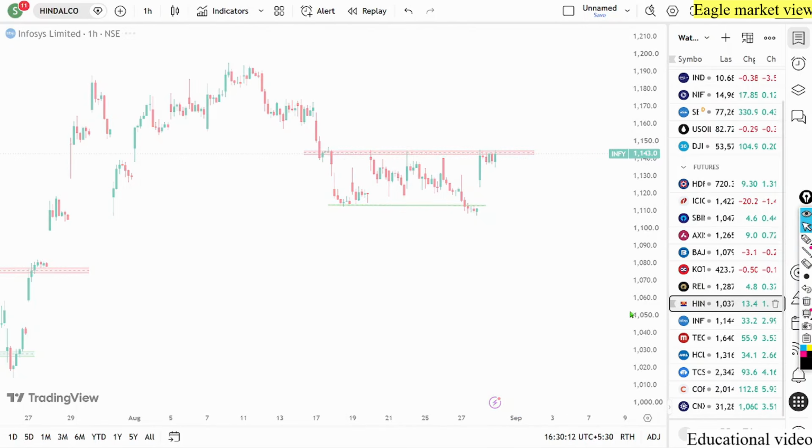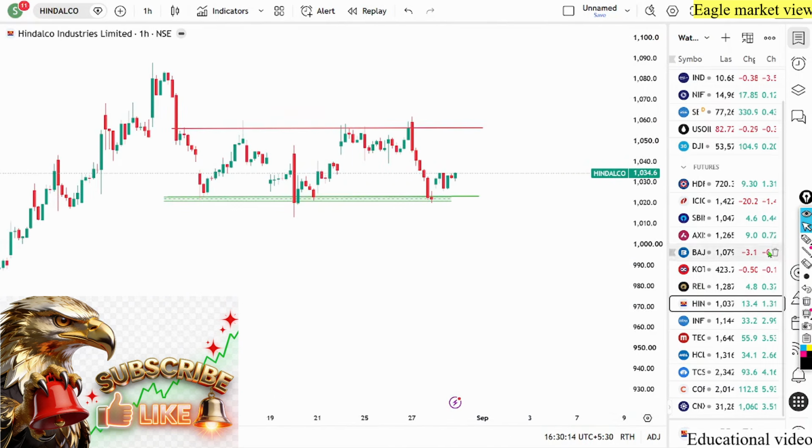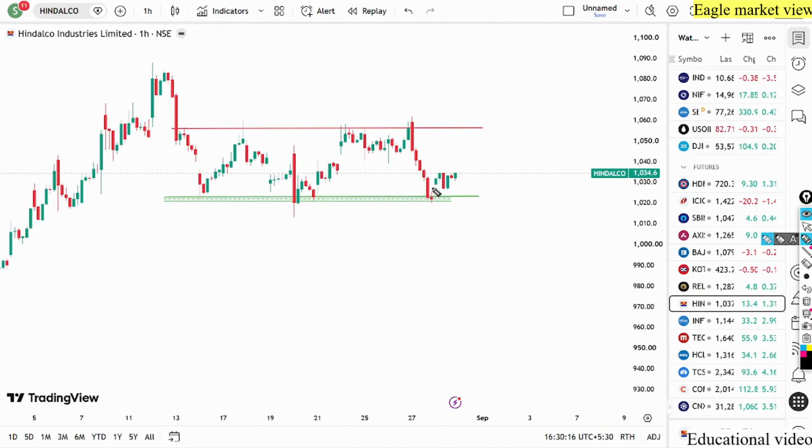Coming to Hindalco also, in yesterday's video, price was near the support level and forming a bullish pattern also. On any breakout, price will go to the next resistance level. There is huge support there. You can watch the Hindalco stock also.